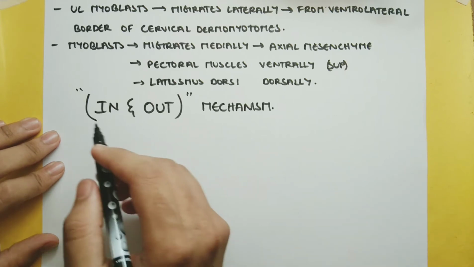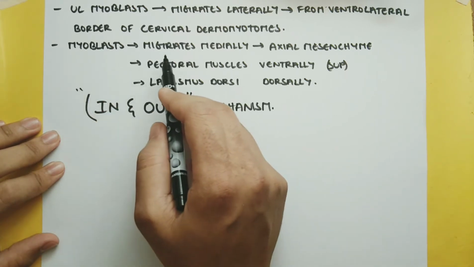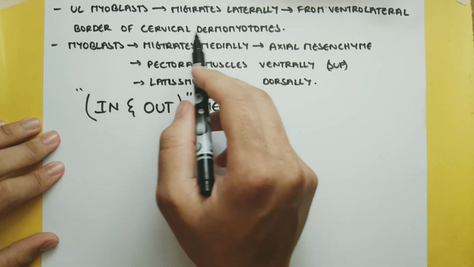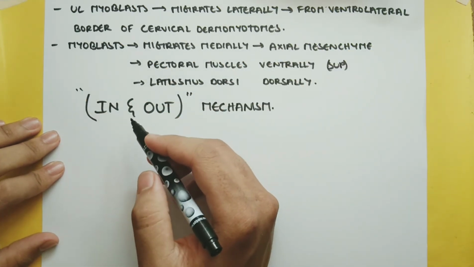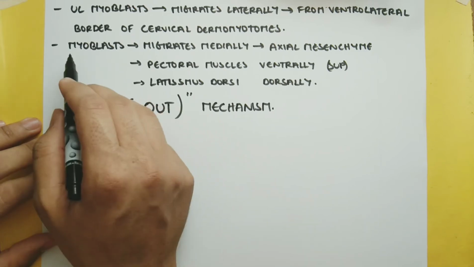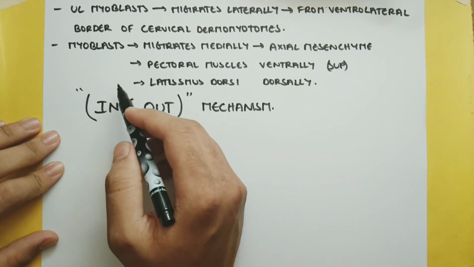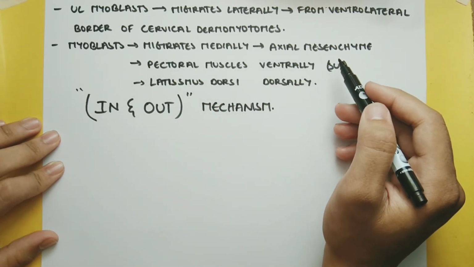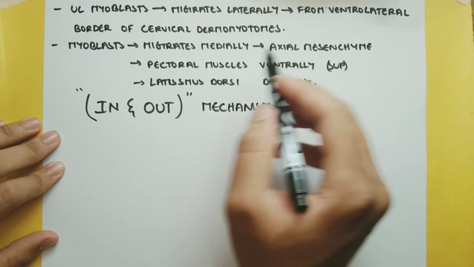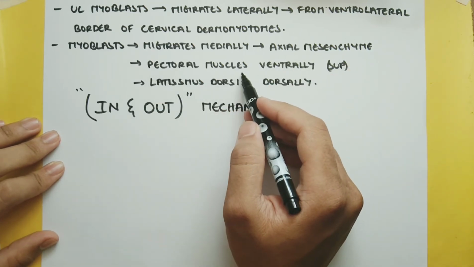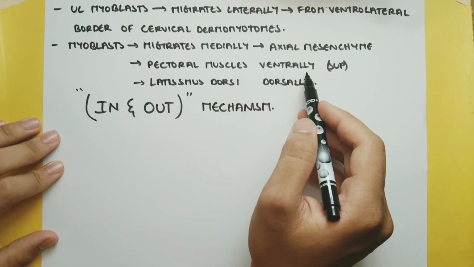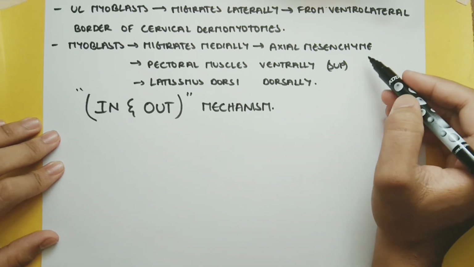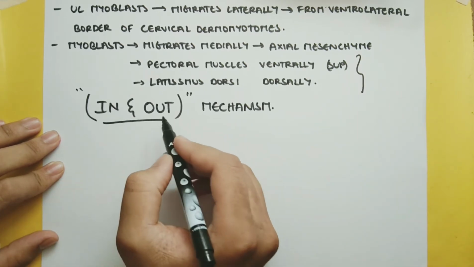That is, the upper limb myoblast migrates laterally from the ventrolateral border of cervical dermomyotomes. A part of the myoblasts migrate medially out of the limb bud to the axial mesenchyme to form the pectoral major muscle and pectoral minor muscles ventrally and latissimus dorsi muscle dorsally. This whole part is described as the in and out mechanism.